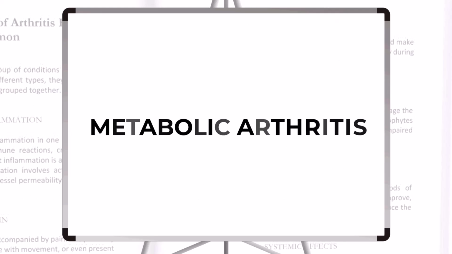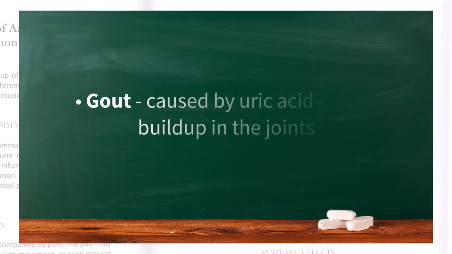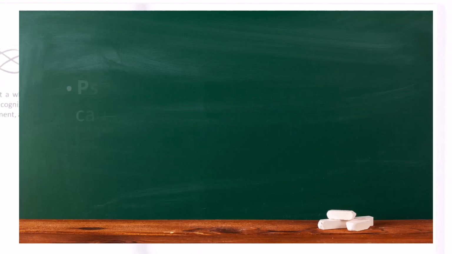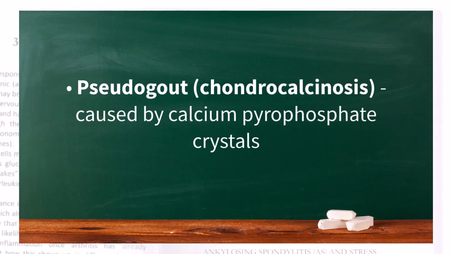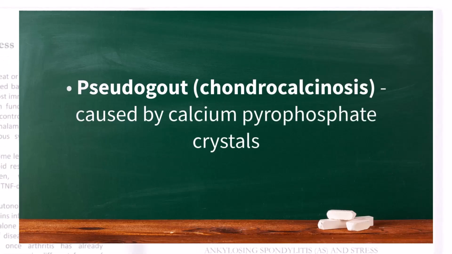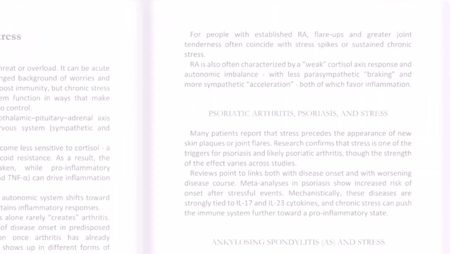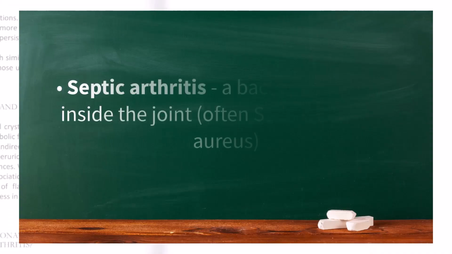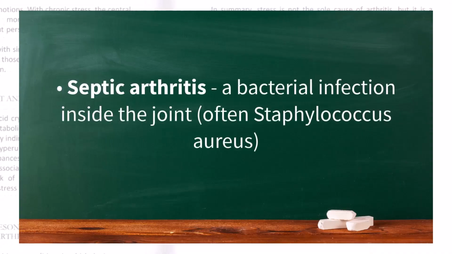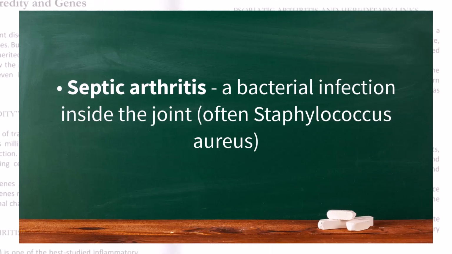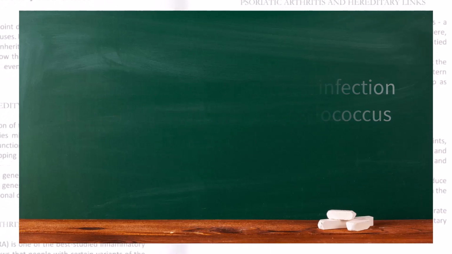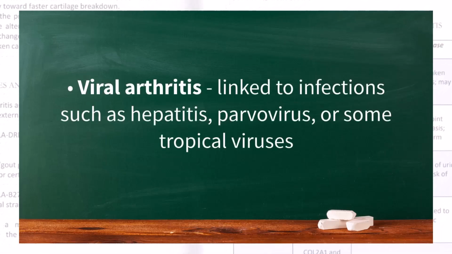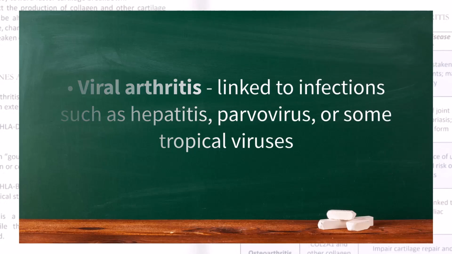Metabolic arthritis. Gout, caused by uric acid crystal buildup in the joints. Pseudogout, chondrocalcinosis, caused by calcium pyrophosphate crystals. Infectious arthritis. Septic arthritis, a bacterial infection inside the joint, often Staphylococcus aureus. Viral arthritis linked to infections such as hepatitis, parvovirus, or some tropical viruses.